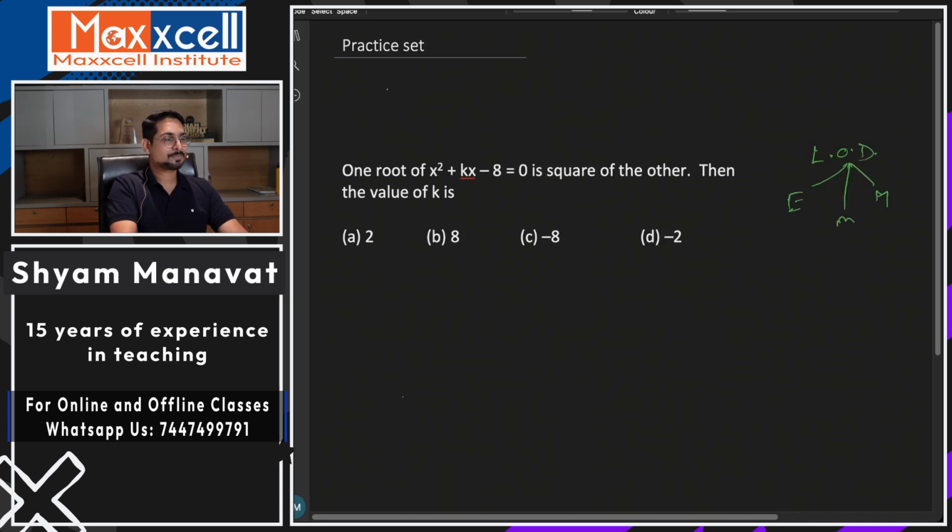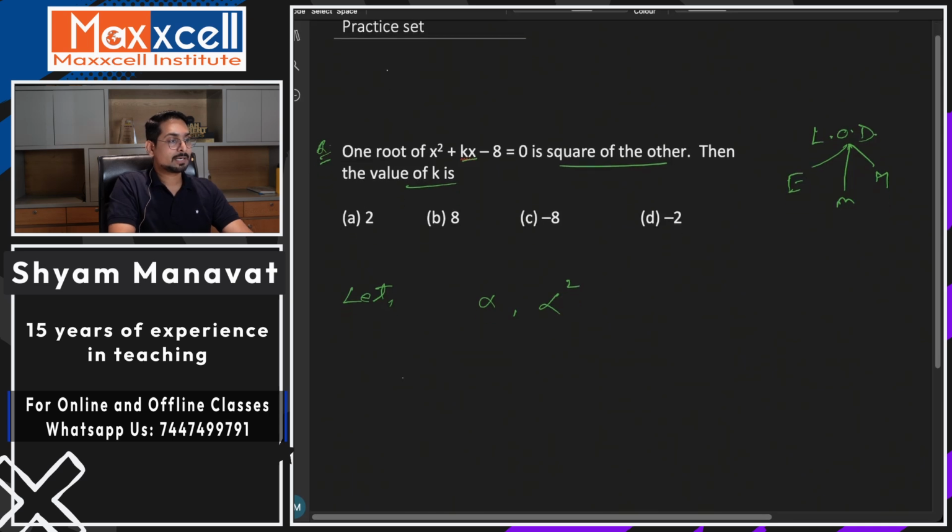Tell me that. Okay, so the question is: one root of x square plus kx minus 8 equal to 0 is square of the other root. Then find the value of k. Well, if I assume one of the roots is alpha, then the other root is square of, the other root is what? Square. So that should be what? Alpha square. Clear?